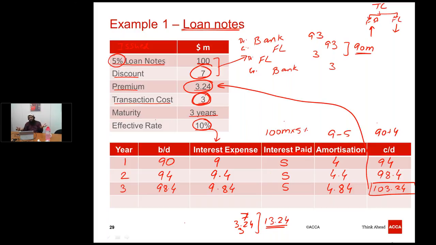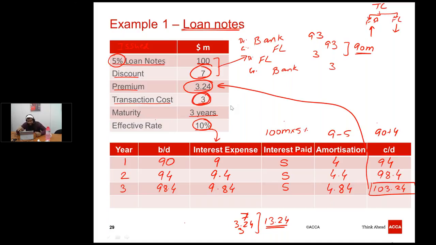But for which year? This is an expense for which year? Year 1, 2 or 3, or all of the 3? What do you people say? This 13.24 relates to which year? Year 1, year 2, year 3 or all of the 3 years? Yes, this basically relates to all of the 3 years.